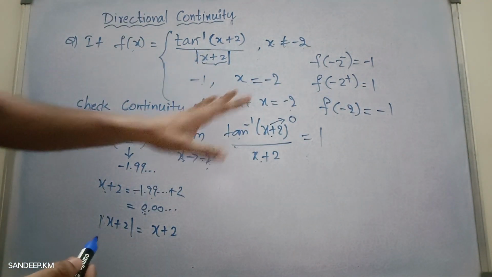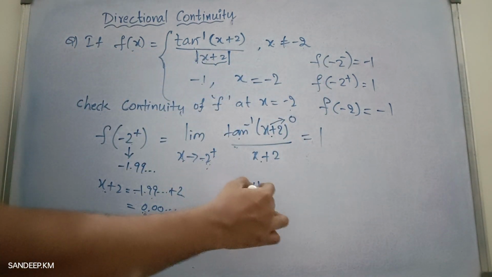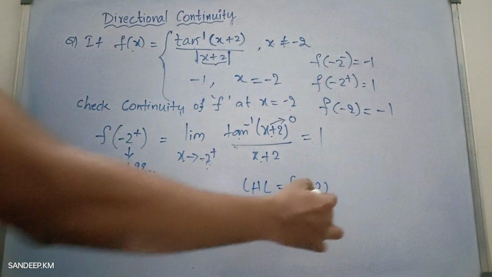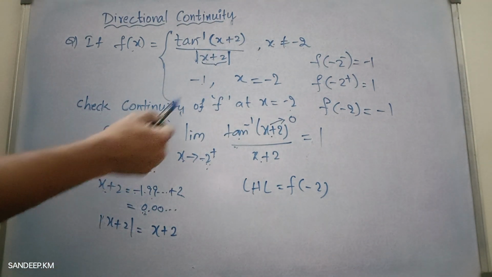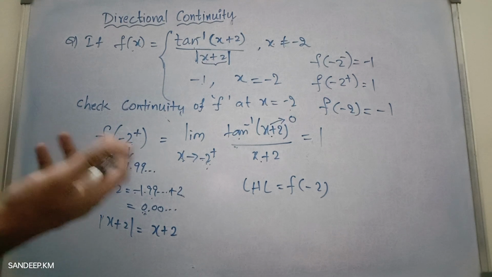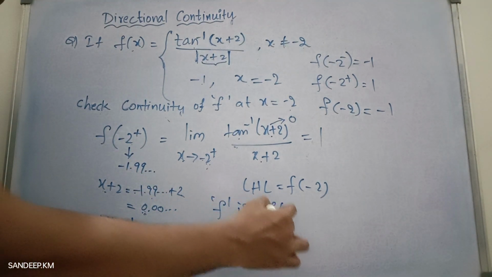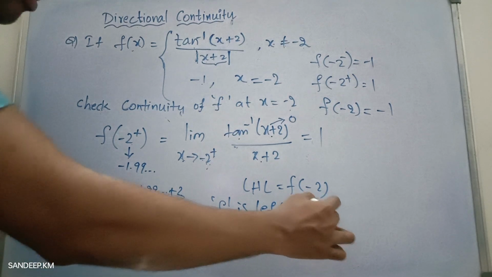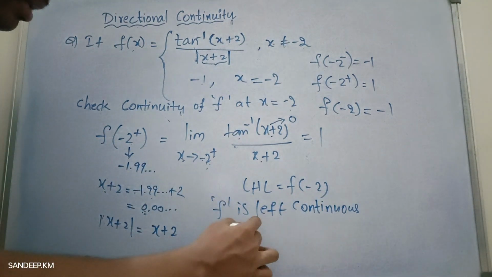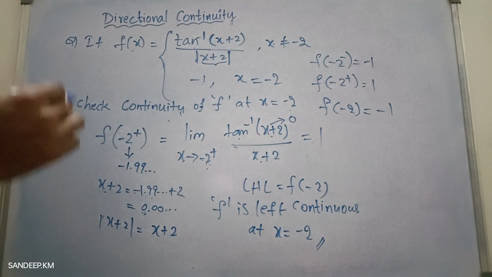In this example, only the left hand limit is equal to the value of the function, correct or not? The left hand limit is equal to the value of the function. So what can I say about the continuity of f at x is equal to minus 2? I can say that f is left continuous. I can only say that f is left continuous at x equal to minus 2. So that is the conclusion about this problem.